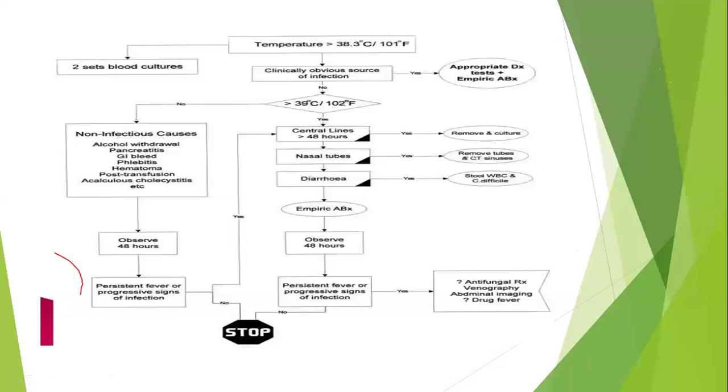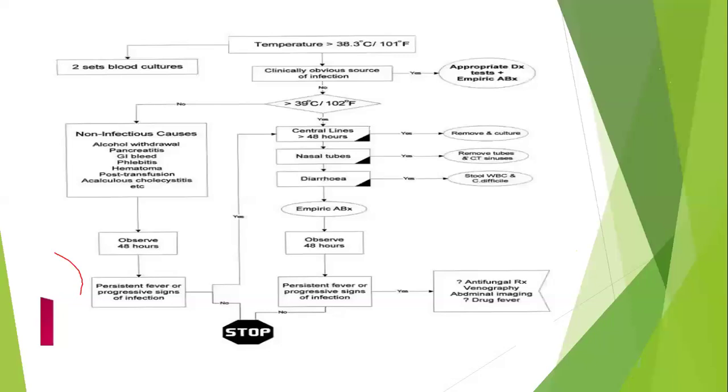This is a table. Once you get the slide, you can go through it because of time. All right. Your patient has fever, temperature of 38.3. The first thing you want to do is look for an obvious source of infection. Just put this flow chart in your brain all the time. There's a fever. The first thing I'm going to look for is: is there any obvious source of infection? If the answer is yes, you want to start appropriate diagnostic tests and start empirical antibiotics.